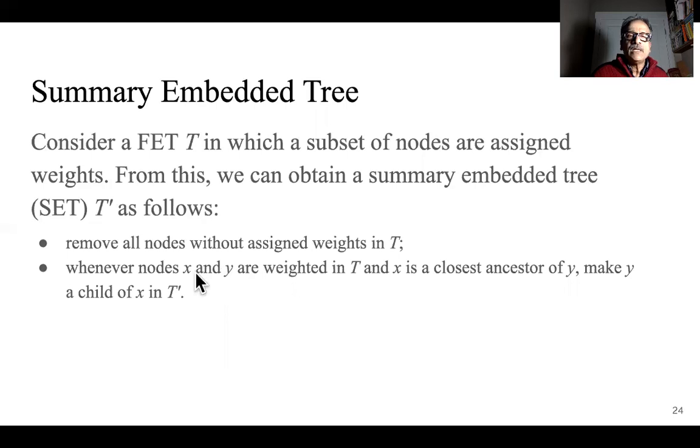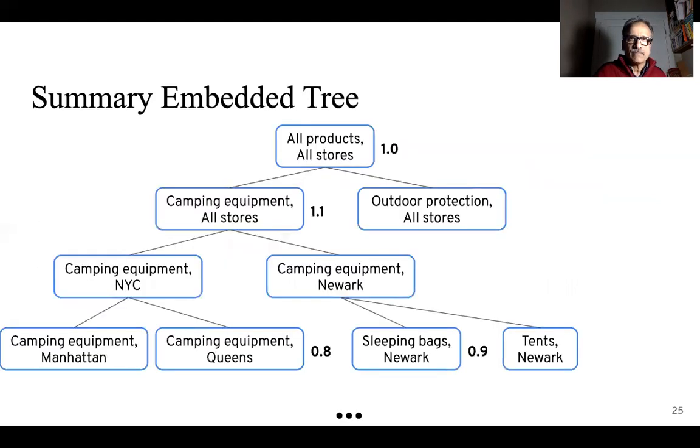And whenever I have two nodes, X and Y, which are both weighted, and they're related as an ancestor-descendant relationship, X being the closest ancestor of Y, directly connect X and Y with a parent-child edge. So the resulting tree is a summary embedded tree. So a summary embedded tree is basically a concise representation of a full embedded tree. And that's all you need to store in practice to store tree summaries.